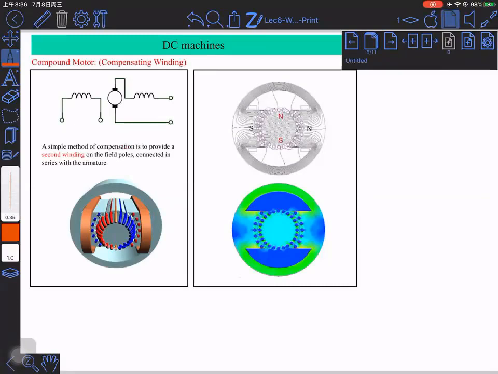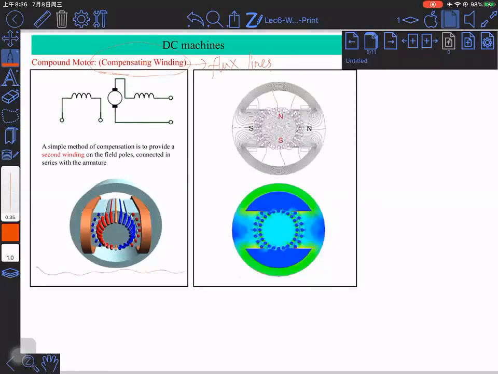Let's look at the effect of the compensating winding in the actual circuit. I mean, look at the effects by using the flux lines and three-dimensional demonstration. Previously, we already looked at the contribution of the compensating winding by using the flux lines. So, okay, let's firstly look at the left bottom figure.